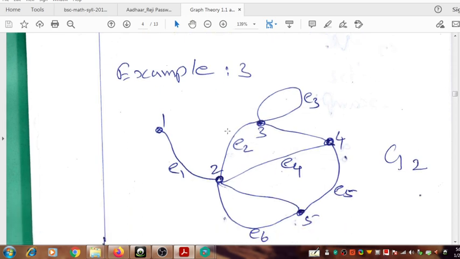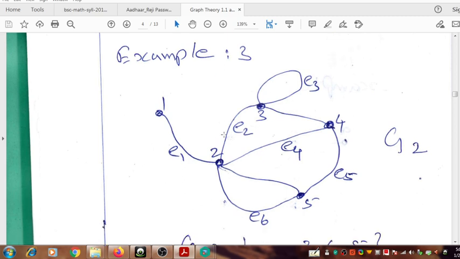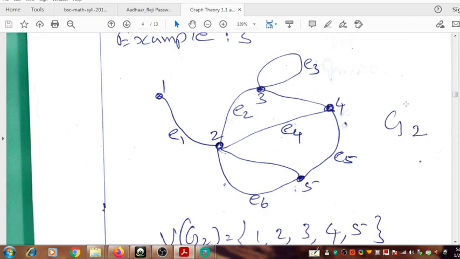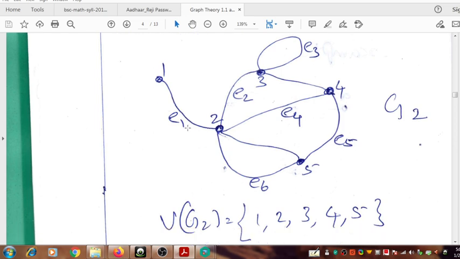Here is the second example of the graph. This graph is called G2. In this graph, how many vertices are there? First, you should count the vertices, or you should take note of the number of vertices. 1, 2, 3, 4, 5. 5 vertices are there in the graph.